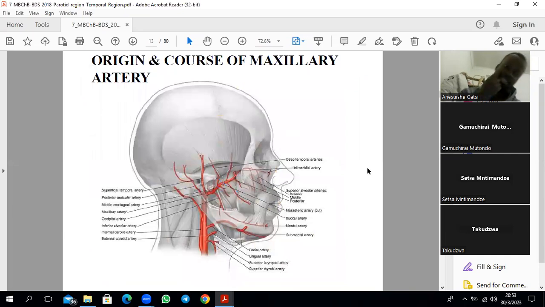And I talked about the maxillary artery yesterday with the infratemporal fossa, how you divide it into three parts using your lateral pterygoid muscle, right?